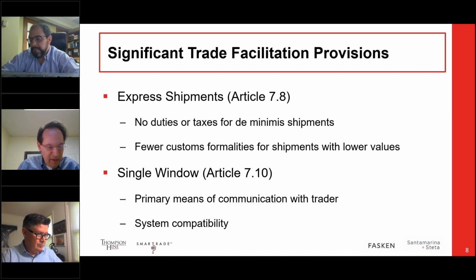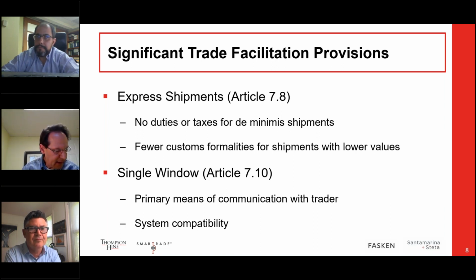Now, this higher de minimis threshold only applies for courier shipments. It doesn't apply for postal shipments. And courier shipments are those that are delivered by a commercial carrier engaged in scheduled international shipments. So the eBays of the world are not happy with this. UPS and FedEx are happy with this.